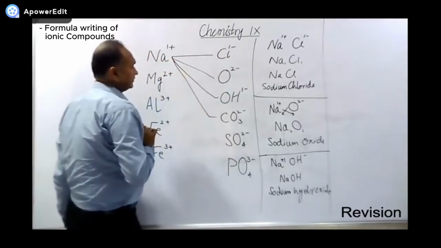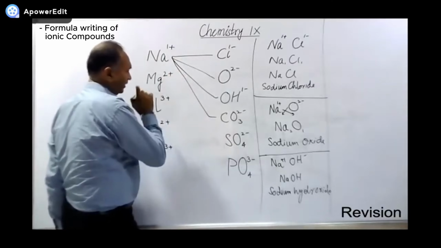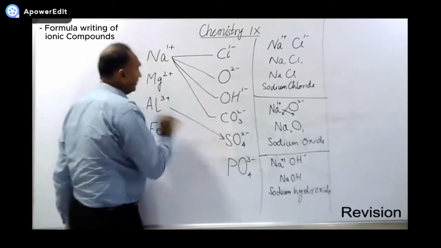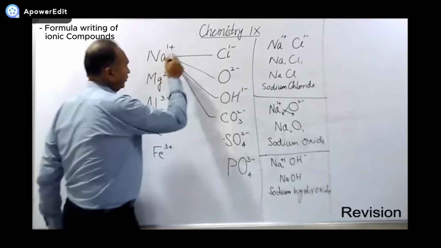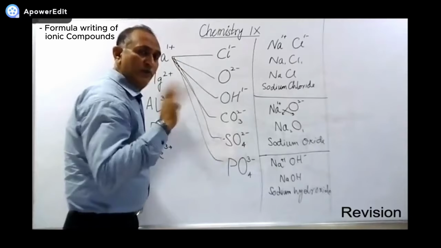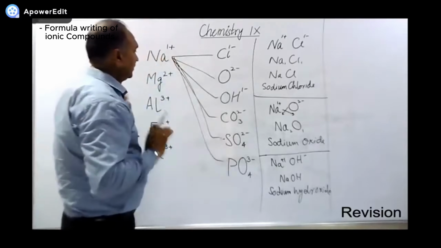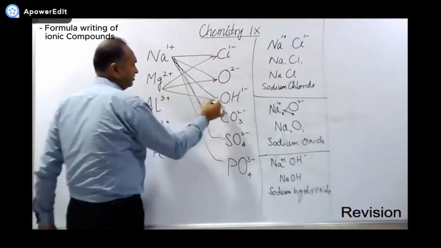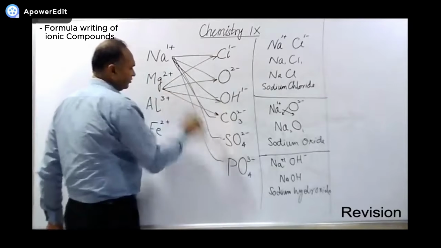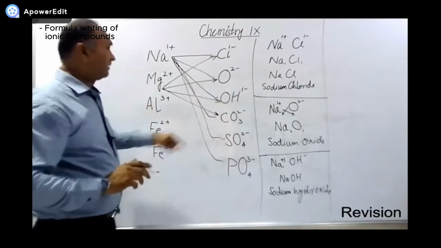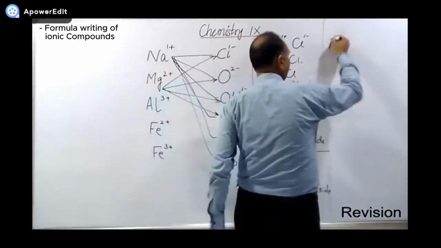And so on. See another example. Example of ammonium and sulfate. One more thing: sodium with this one, sodium with this one, the turn of sodium would be over. Now the next is magnesium. You start with magnesium. Magnesium with chlorine, magnesium with oxygen, magnesium with OH, magnesium with CO3 and so on. Then you will start with aluminum. So I'm taking one here, aluminum and sulfate. So this would be the last one.